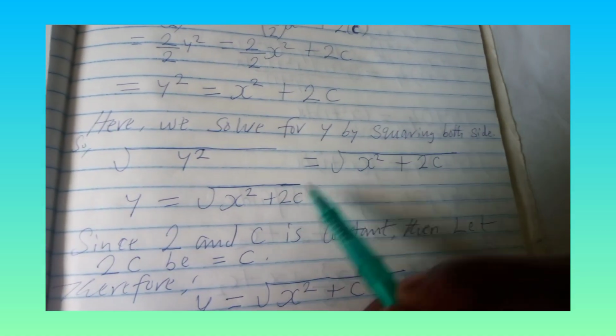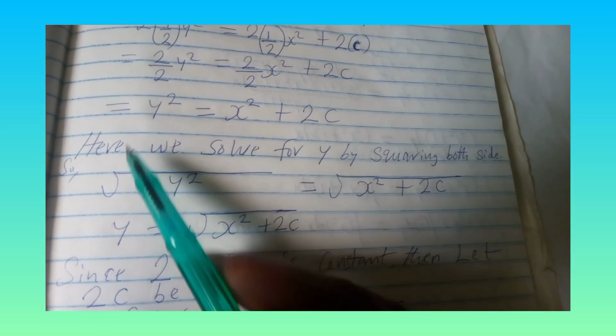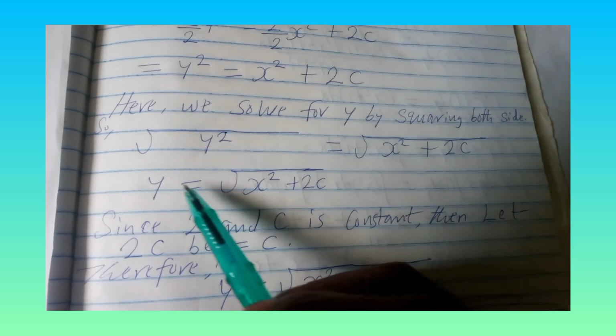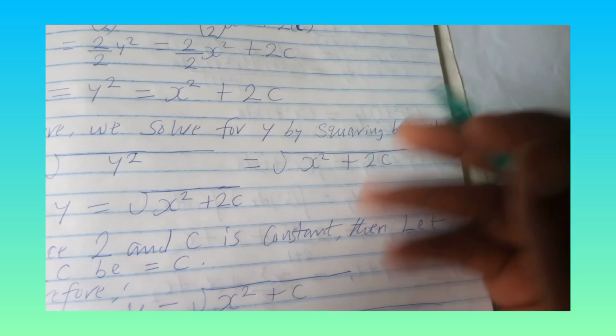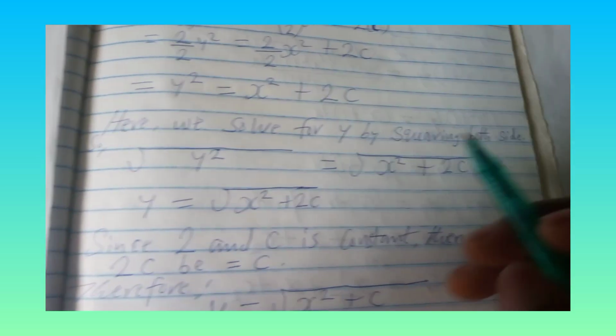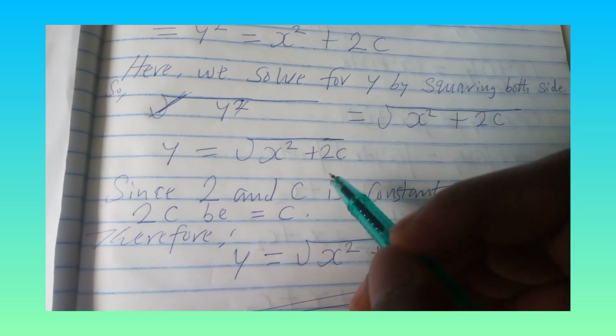What we are going to do next is square root both sides to eliminate this square on the y, because we want to make y the subject of the formula in this equation. When we take the square root of both sides, we take the square root of y square, then the square root of our right hand side, which is s square plus 2c. So the square root sign cancels the square, and what remains is y. So our y becomes equal to the square root of s square plus 2c.